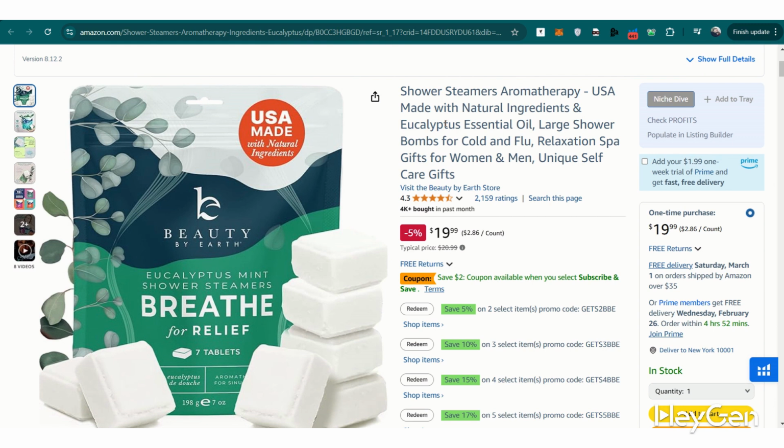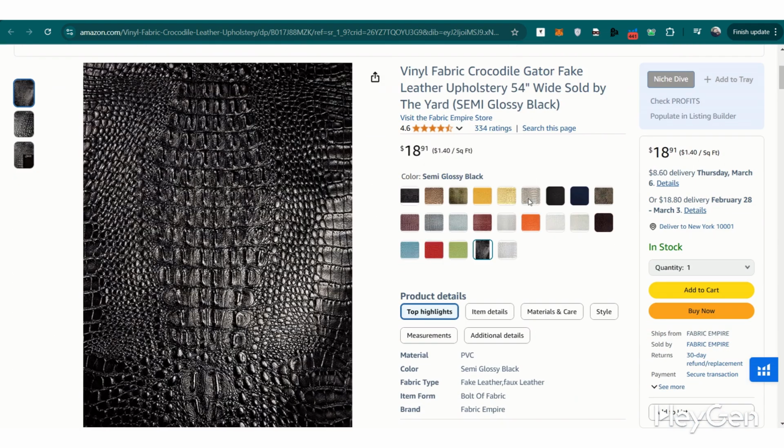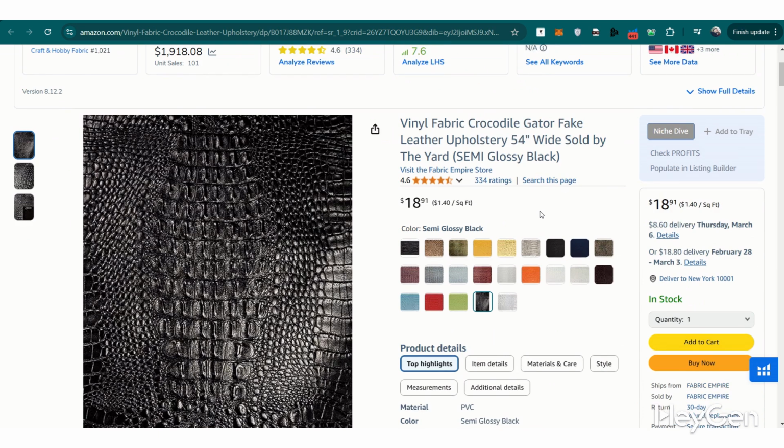Finally, clarity is key. If the product is sold by the yard, for example, this should be clearly indicated in both the title and the main image. Showing context like a measuring tape or the product in use helps customers understand what they're buying.